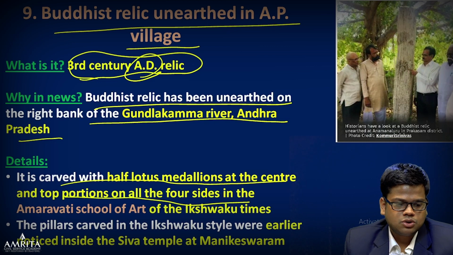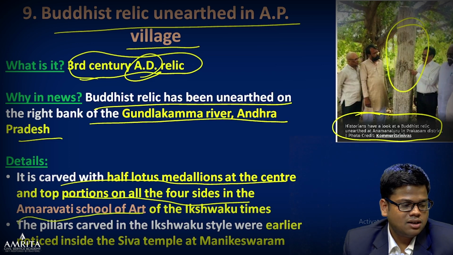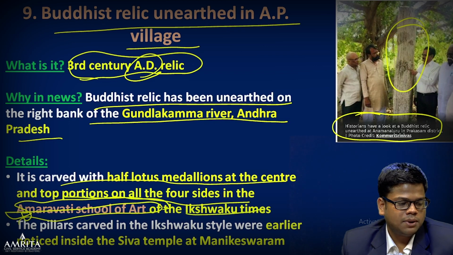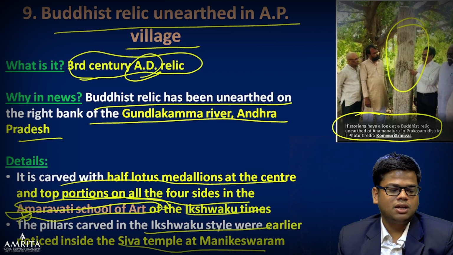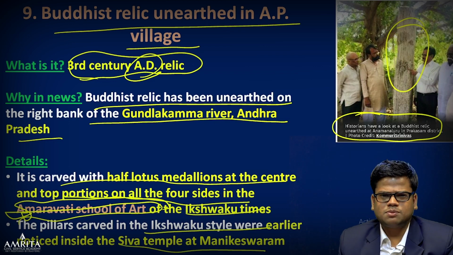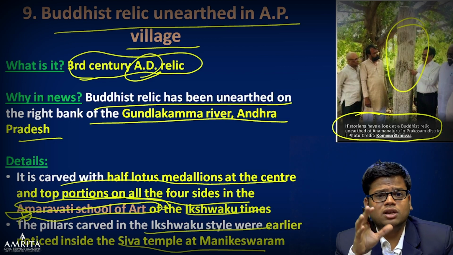Okay, so this is the relic which has been found. It has the Amravati influence, the influence of the Amravati school of art, which can be seen of the Ishwaku times, right? The pillar carved in the Ishwaku times was earlier noticed inside the Shiva temple in the Manikeshwaram temple. This much is not important. You just need to remember the relic has been found in which dynasty?